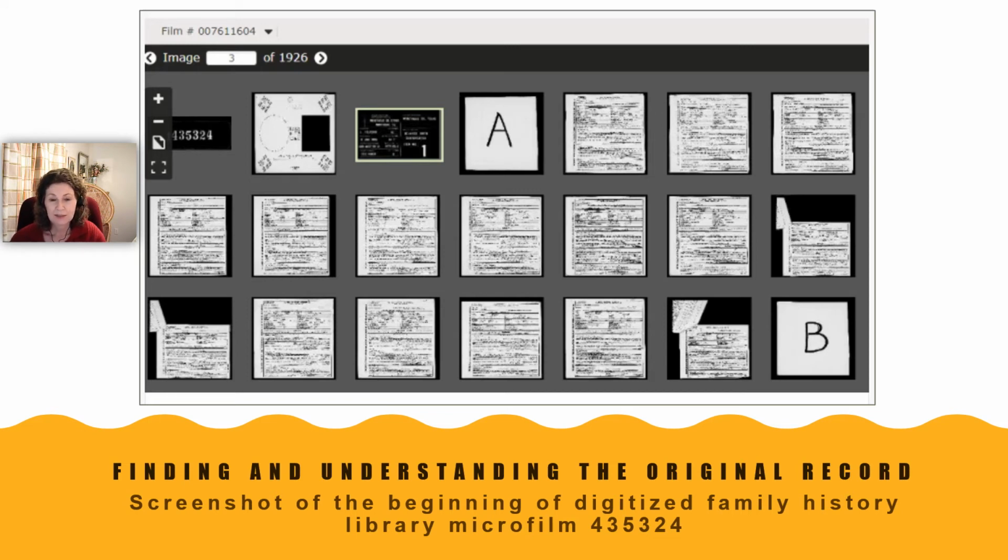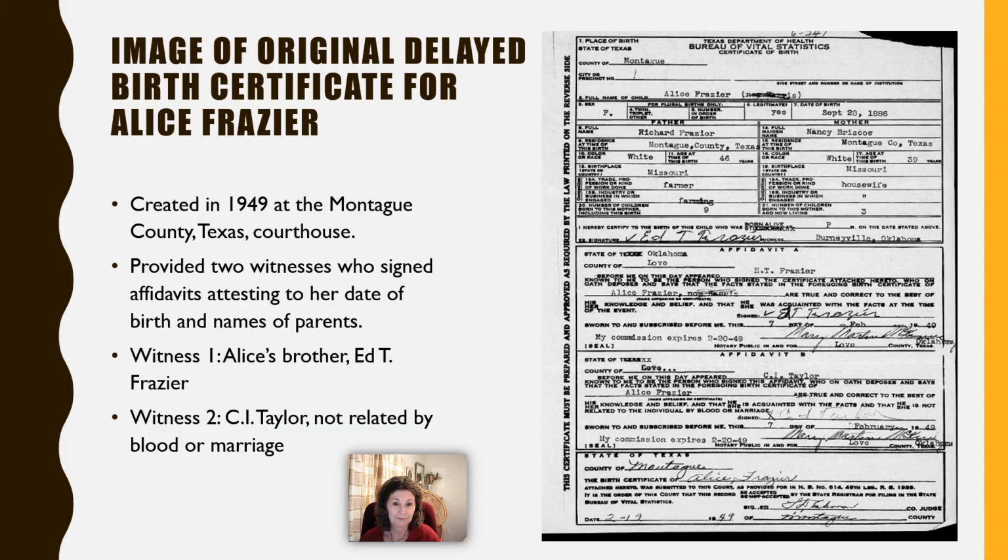So what do you notice about this microfilm? When I went to browse this film, I noticed that these birth records are organized alphabetically. So we have the A and then we have the B. And my person of interest, Alice Fraser, would not be until the F's. So when I got to her record, I wanted to make sure I understood everything I could about this record. And this was an interesting record. This is an image of an original delayed birth certificate for Alice Fraser.